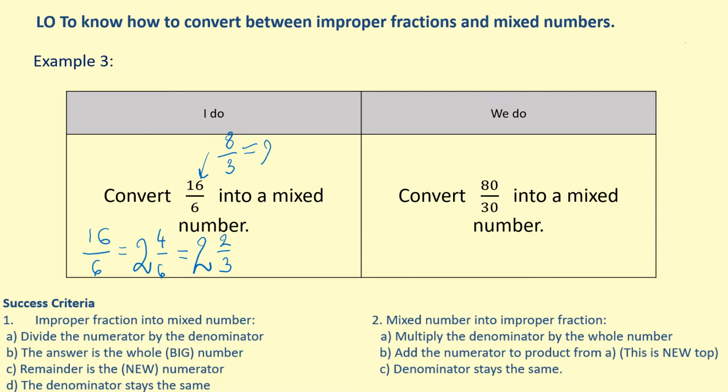3 into 8 goes twice, remainder 2. As you can see, we get the same answer. Okay, so to be honest, it's easier to simplify before you convert, because, I don't know, I think it's easier. Maybe it's up to you. Okay, either way, pause this video and attempt the question.